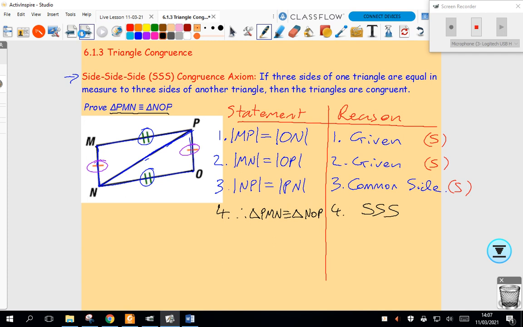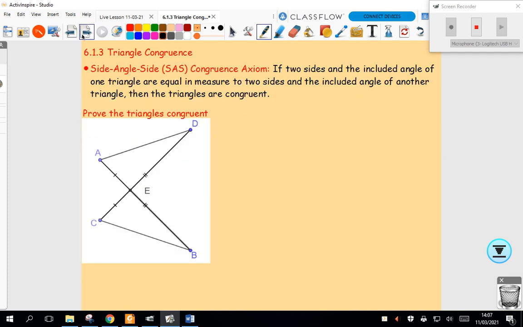Let me look at another example, this time using the side-angle-side congruence axiom, which says if 2 sides and the included angle of one triangle are equal in measure to 2 sides and the included angle of another triangle, then the triangles are congruent. So the included angle, when we talk about 2 sides, is the one between those 2 sides. So we want to prove the triangles here are congruent.